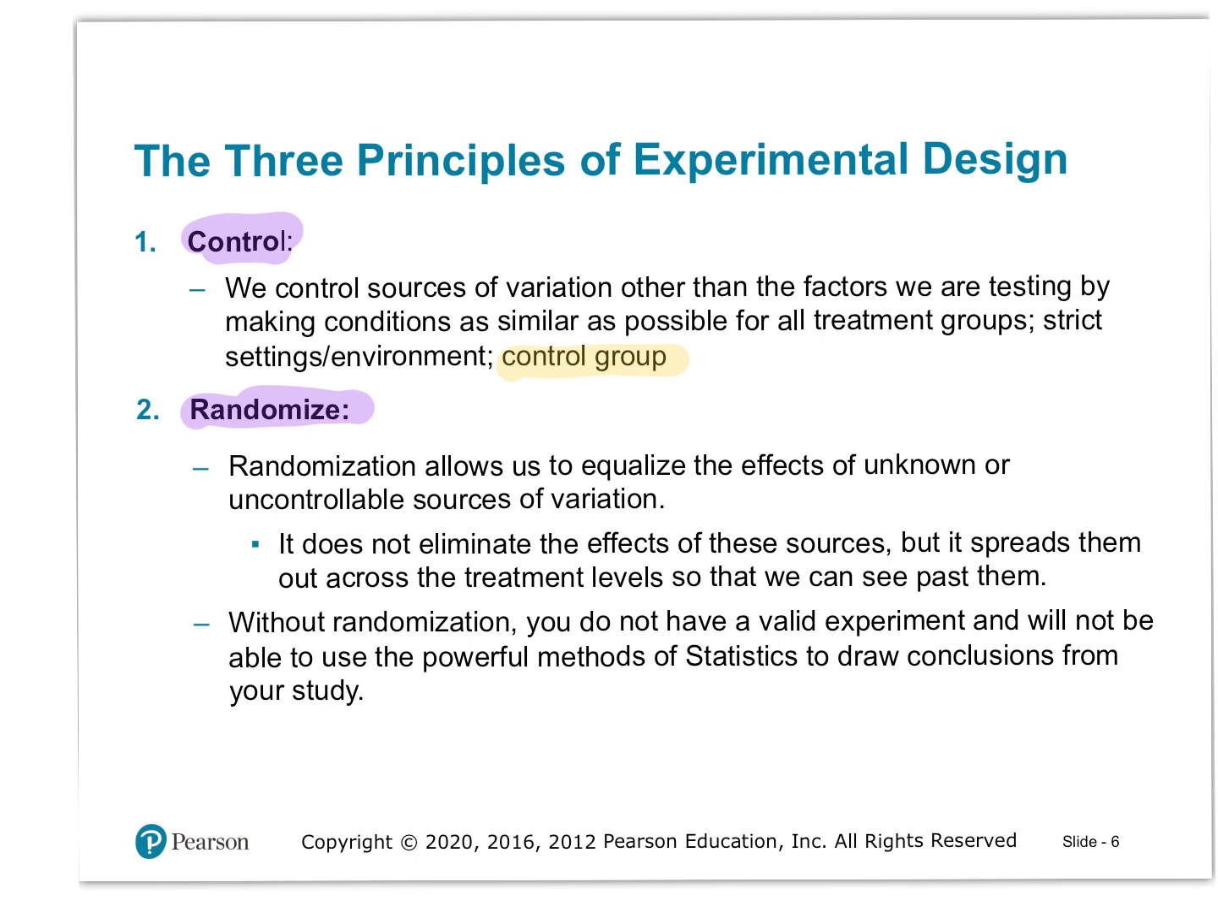Okay? Randomization, that's number 2. If you notice, it says it allows us to equalize the effects of unknown or uncontrollable sources of variation. So if we randomly put people into different groups, whether it's the control group or the treatment group, then there's actually a better chance of getting more appropriate results.